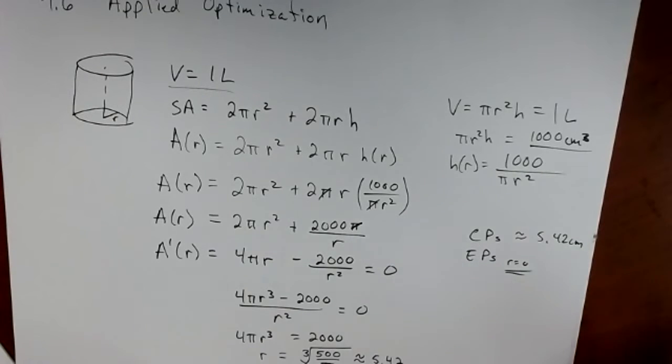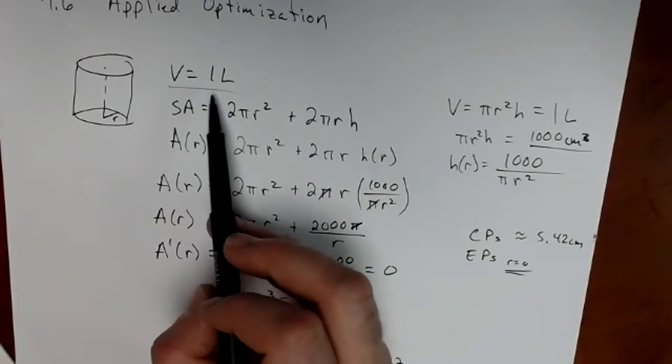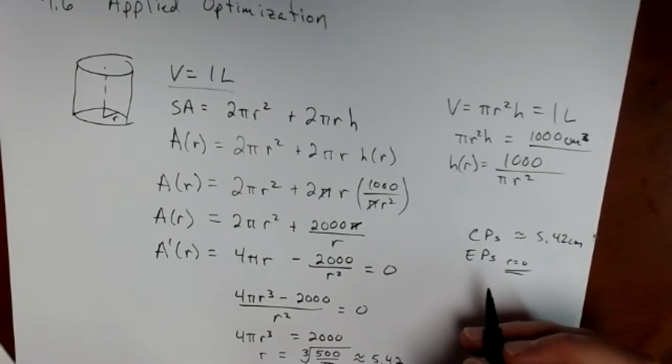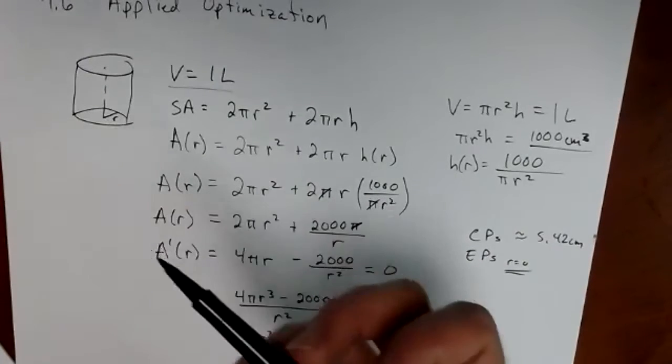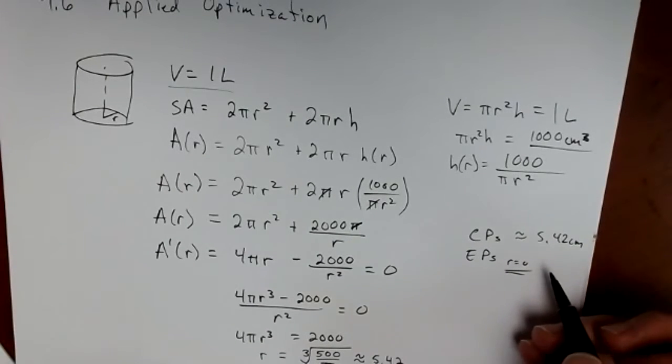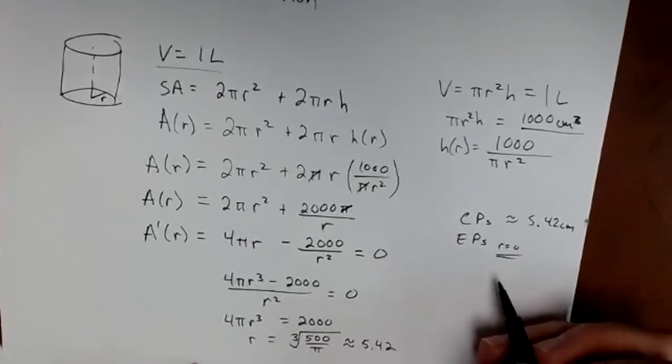We could get a disk of infinite radius and 0 height, and it might, if we did it in just the right proportion, kind of using the same idea from last time, have a volume of 1 liter. But we're not going to worry about that because that is not going to use the least amount of material at an infinite radius. Which means that 5.42 is our solution.